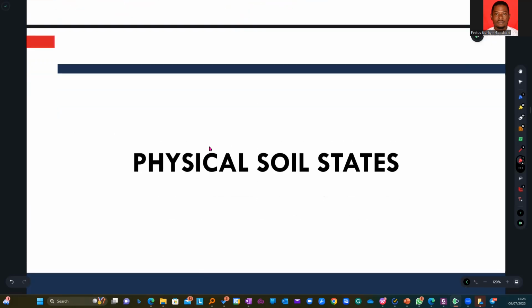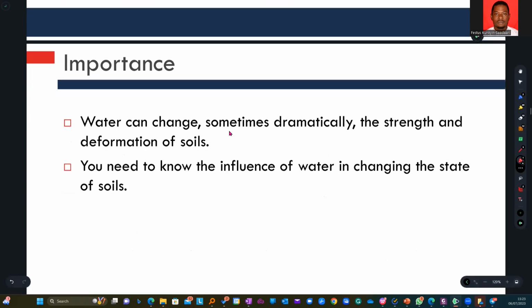So now we want to look at soil states, the physical states of soil. With the physical state of soil, the emphasis is that water has the tendency of dramatically affecting the strength and deformation of soils. It can cause our sample to behave differently, and so we need to know how water can influence our soil sample. For that reason, we want to know how soil is likely to behave when it is under the influence of water.